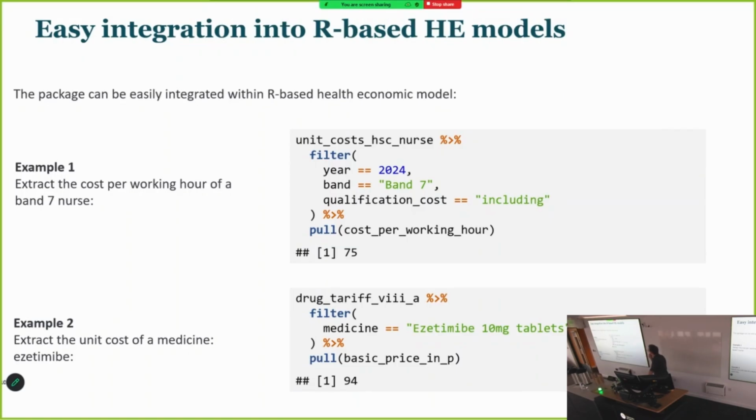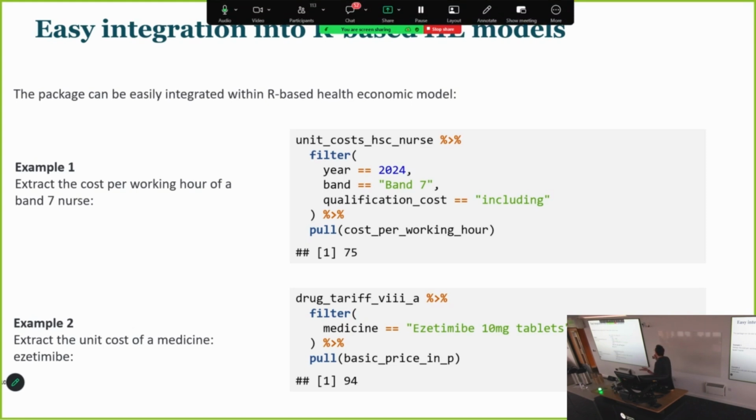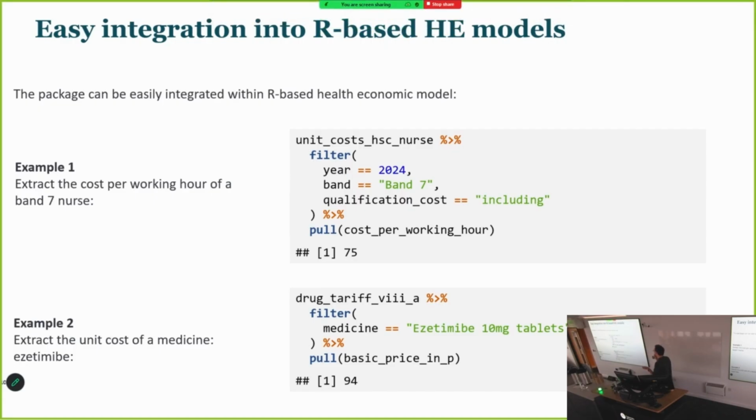So, for instance, if you have a model, and in this model you need to estimate the cost of a nurse, you can use COSTmos to get, actually, we have the 2025 year now, this is the 2024. You can use the unit cost nurse command to extract the cost. And then you can add whether the qualification cost should be added, et cetera, et cetera. And likewise, you can extract the cost of a drug just by using drug tariff and then filtering for the medication that you're interested in. So this makes the implementation in our model very simple.